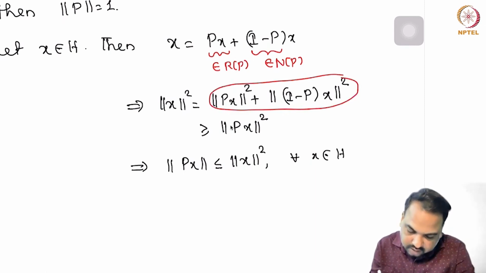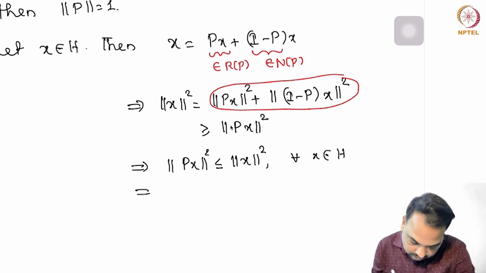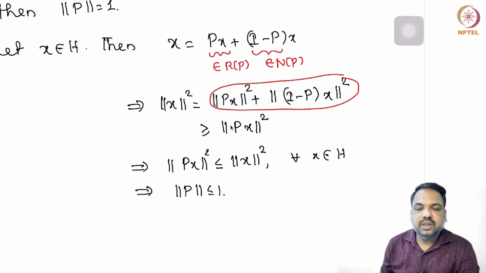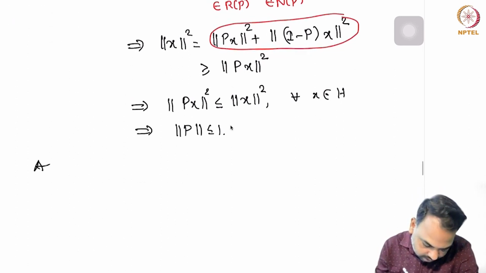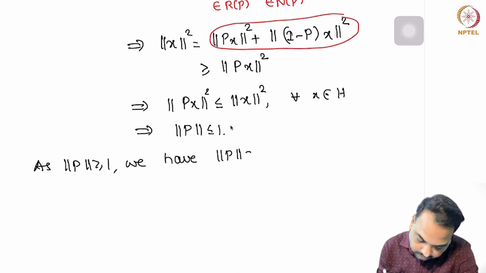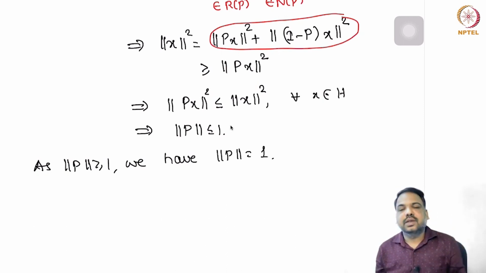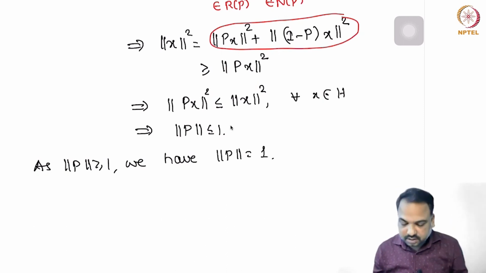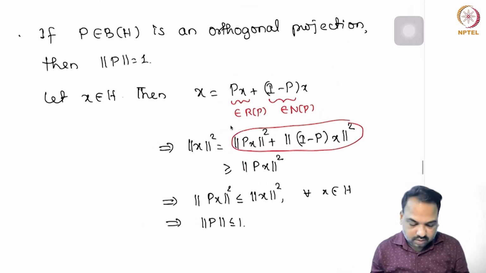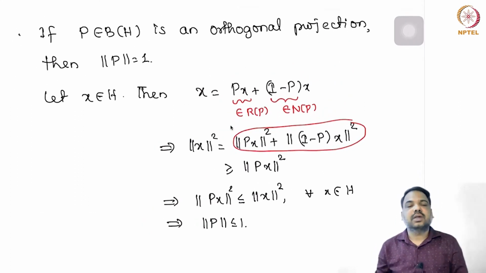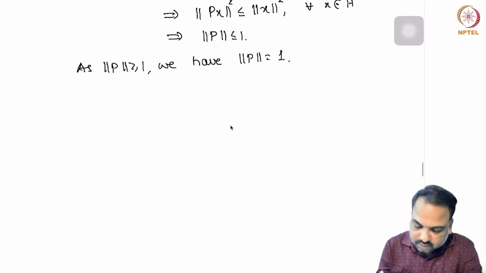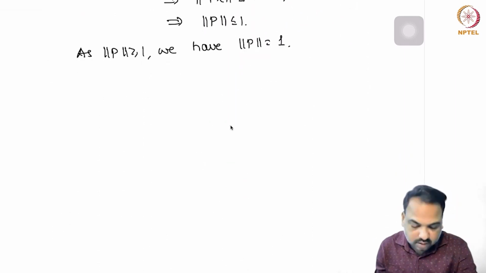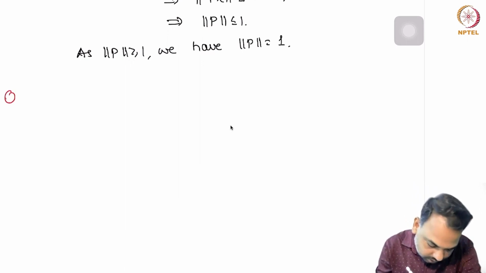So from this we can conclude that norm of P is less than or equal to 1. But we know that already norm of P is bigger than or equal to 1. So we can conclude that for an orthogonal projection, norm is always 1. Now can we say the converse is also true? So the question is the following.